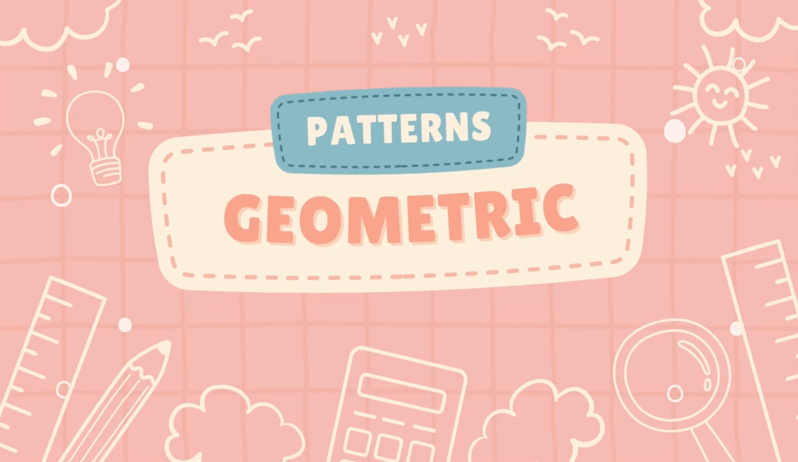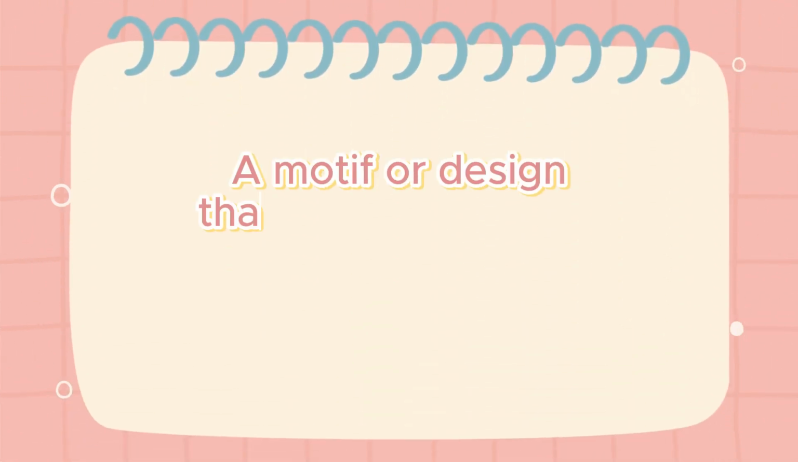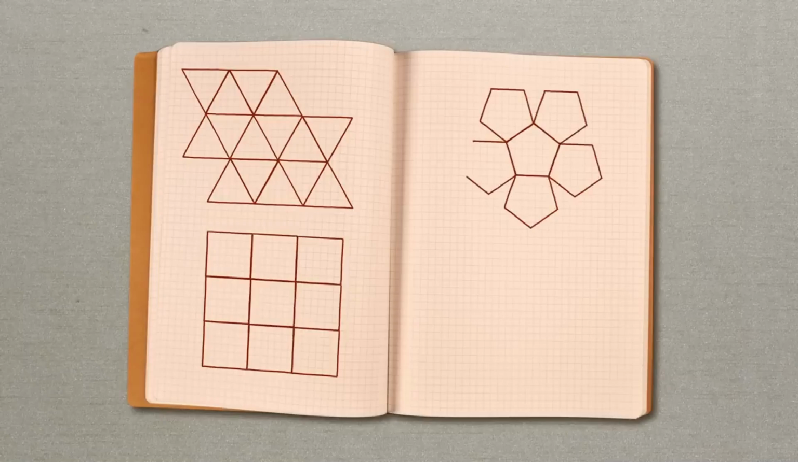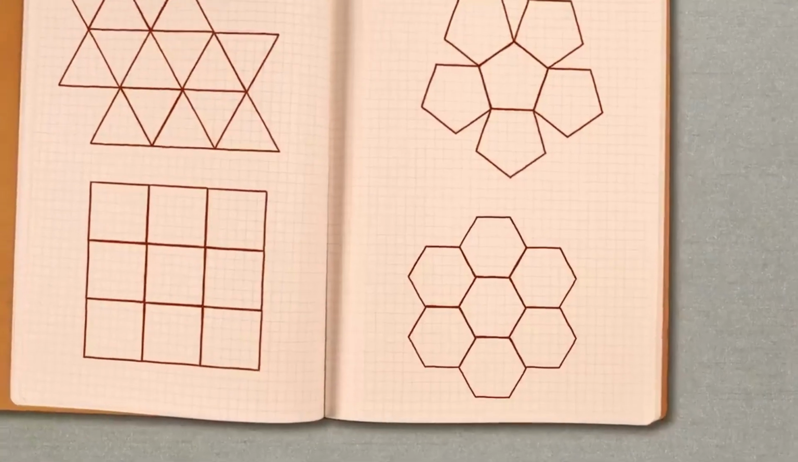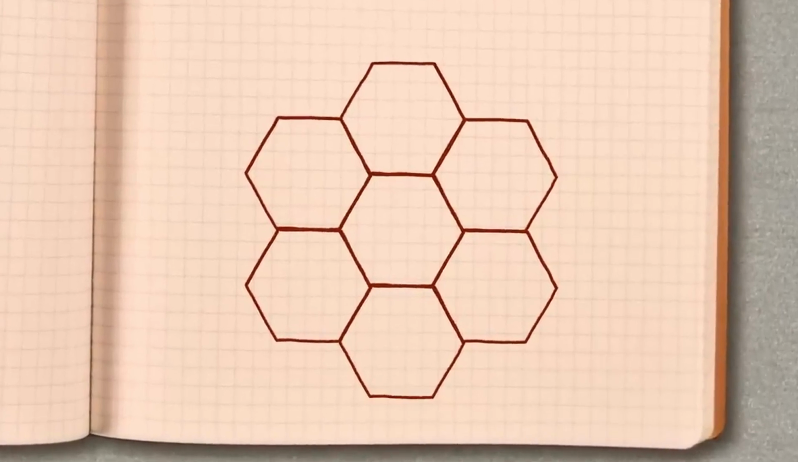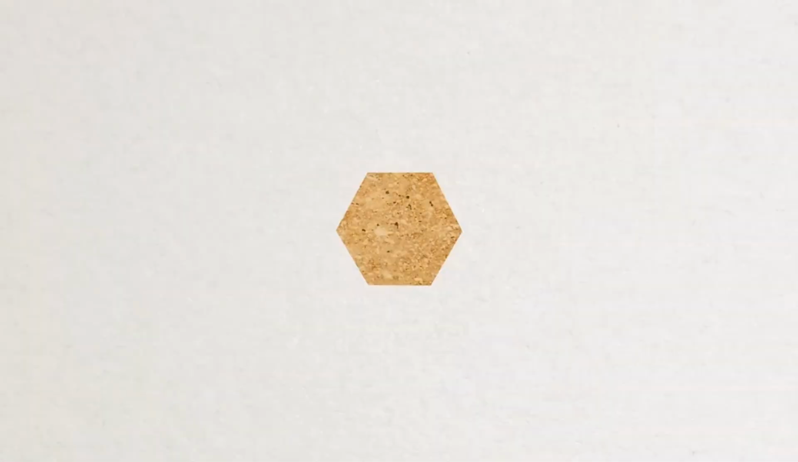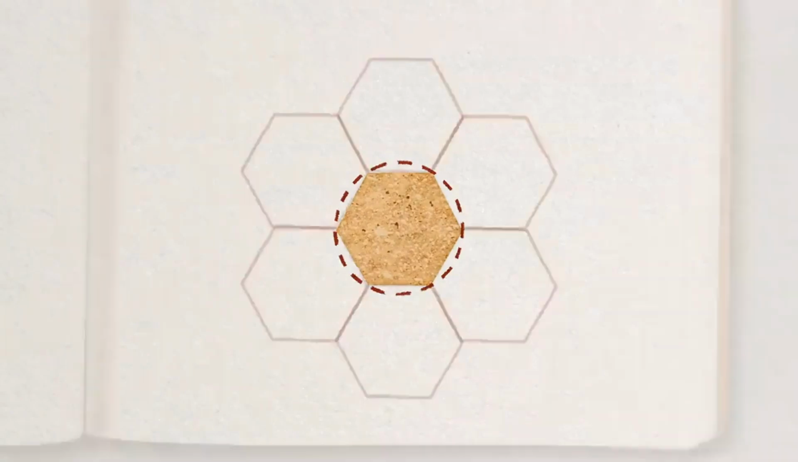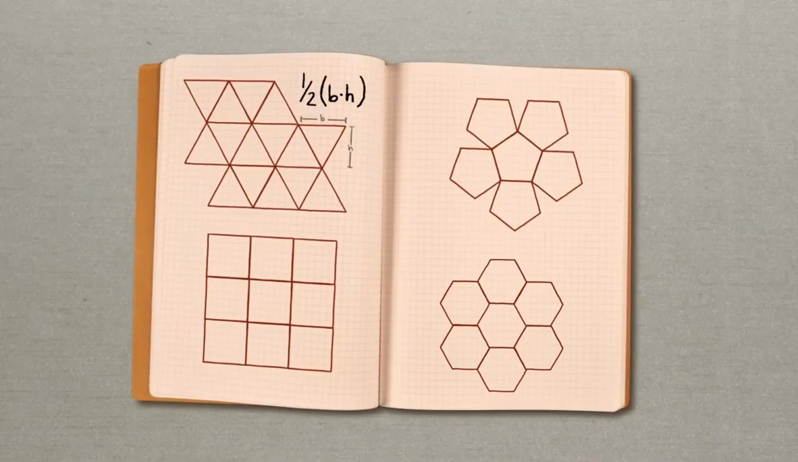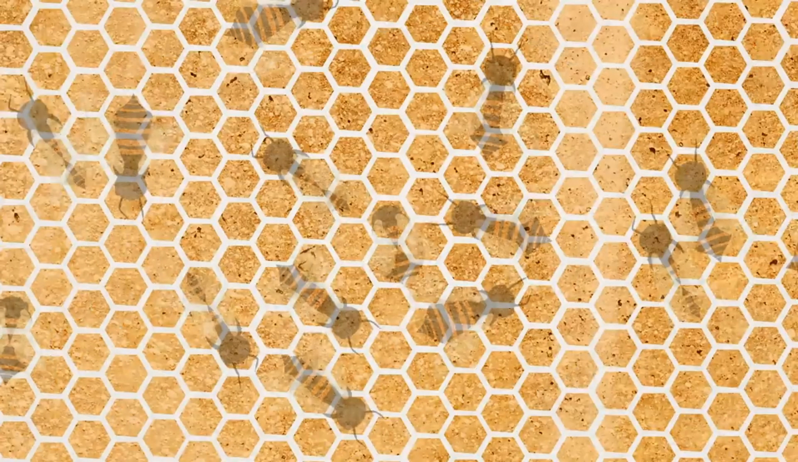Geometric pattern is a motif or design that depicts abstract shapes like lines, polygons, and circles. For example, imagine a pattern of hexagons tiled next to each other like a honeycomb. Each hexagon has 6 sides, and because of their shape, they fit perfectly together without leaving any gaps, forming a continuous, repeating pattern. The repetition of these hexagons creates a visually pleasing geometric design.